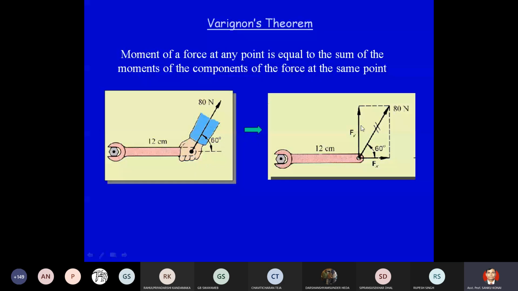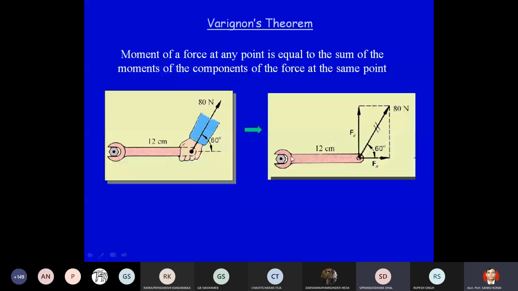But here, what will be the moment generated by the forces Fx and Fy? Can anyone tell me, first, what will be the moment generated by this force Fx? Zero, because the line of action is passing through this moment center, so that will be zero.